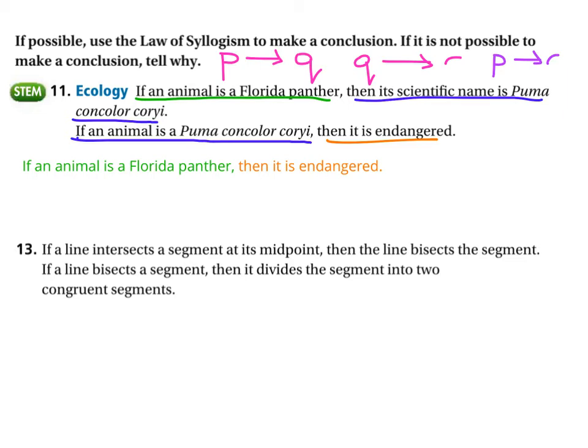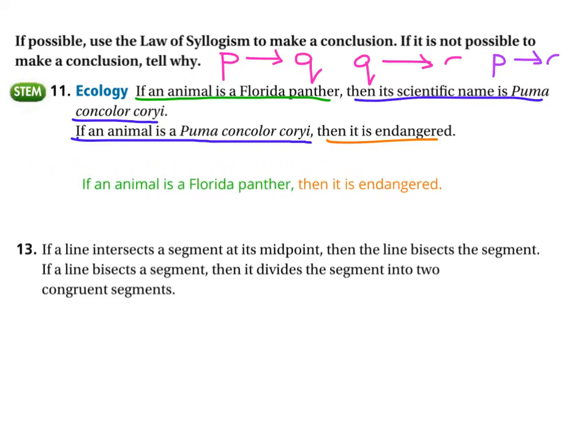The conclusion that we can make, when we call it a conclusion, we don't have any evidence that whatever the thing we're talking about actually is a Florida panther. But if it was, then we'd know that it was endangered. So in this particular case, the conclusion is really just a new conditional. Okay? So let's do it again. I'm going to use that same color set and see if it works.